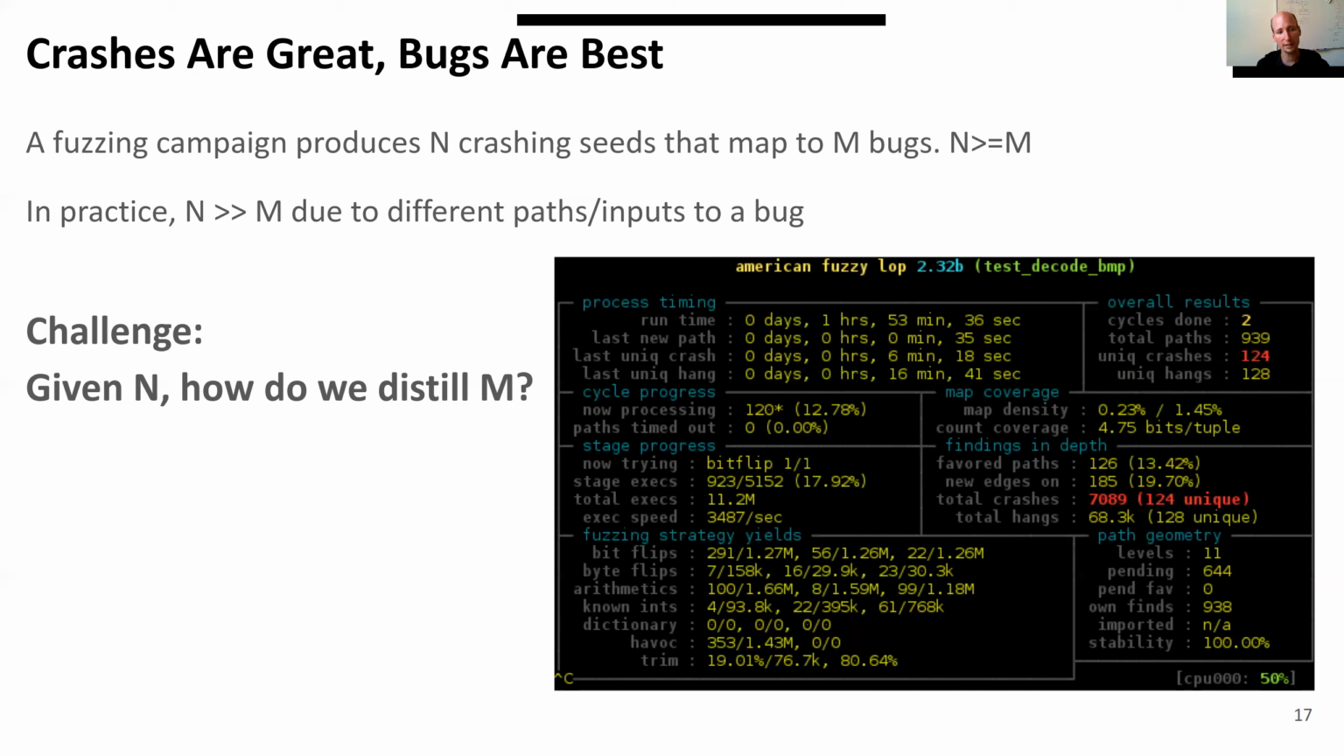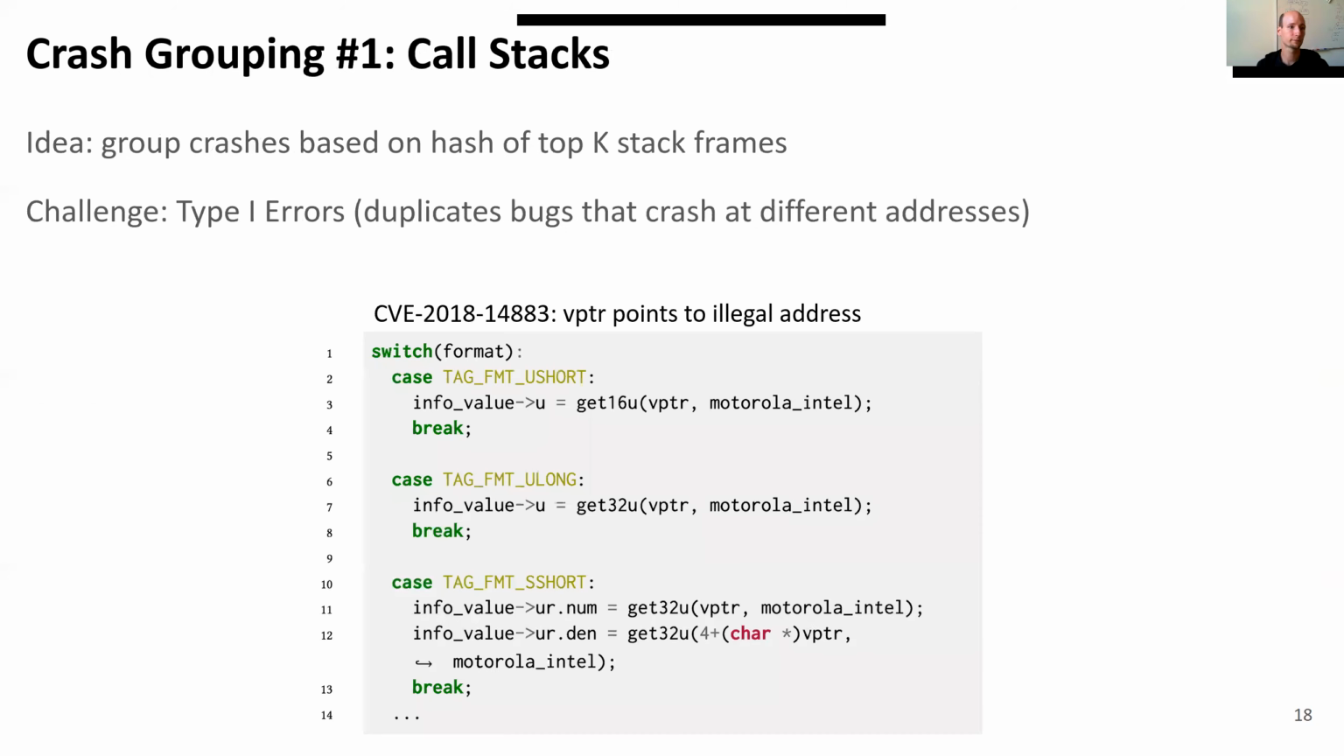Now, given that we have N, the number of crashing seeds, how do we distill M, the actual number of bugs, without spending massive amounts of developer resources? And this is a very interesting problem. How can we differentiate unique bugs? Let's start with a straw man. Let's group all the crashes by looking at the call stacks. We just look at the first top K stack frames and group them based on these stack frames.